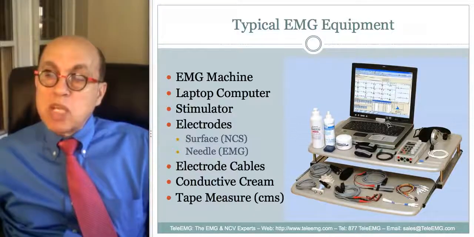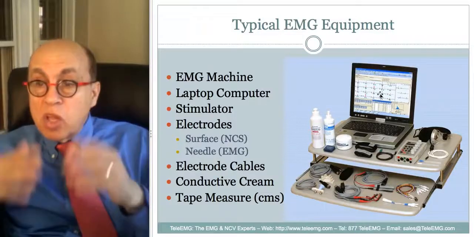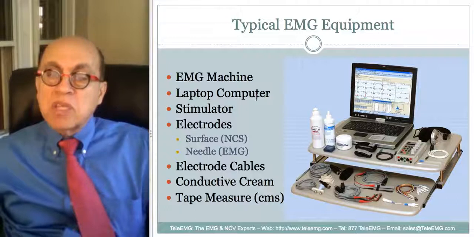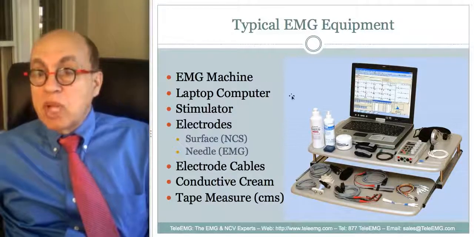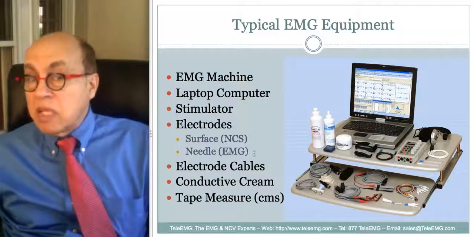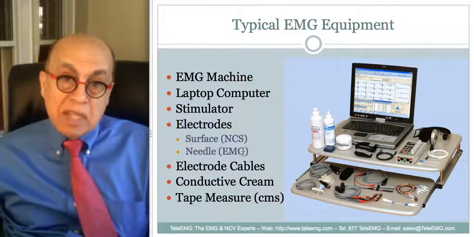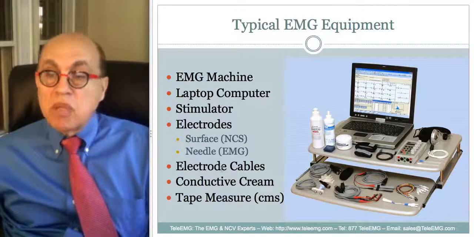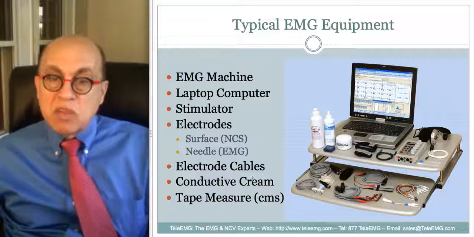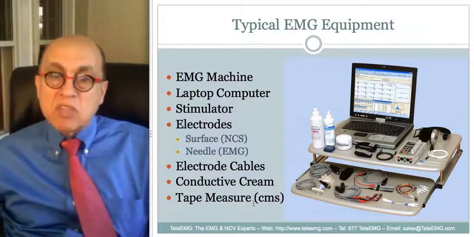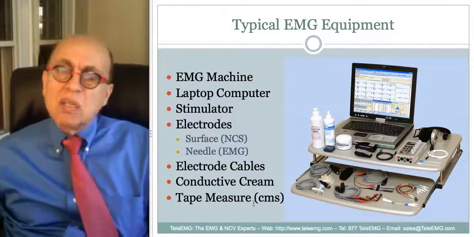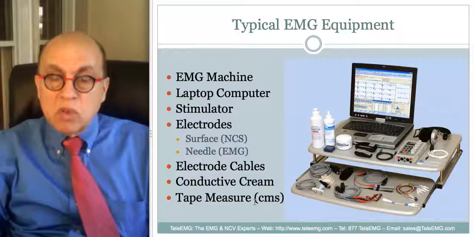And the EMG machine is connected to a laptop, because all the program that's going to run this EMG machine is in the laptop. So basically, you have the EMG machine, a laptop computer, a stimulator, and electrodes: surface electrodes and needle electrodes, because when you do an EMG study or needle exam, you use a needle. And then you have a cable that connects the electrode to the machine. And of course, when you put something over the skin, you need conductive cream and a tape measure to measure the distance at which you're applying the stimulus, to see where you recorded from and what you stimulated to record from that place, essentially.